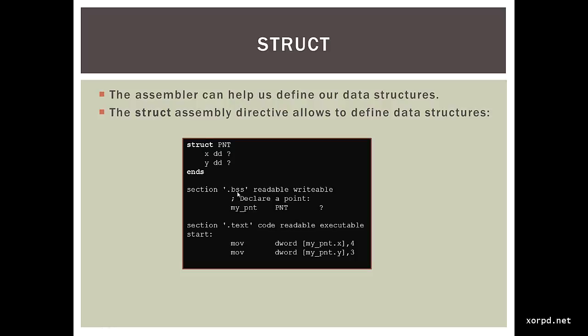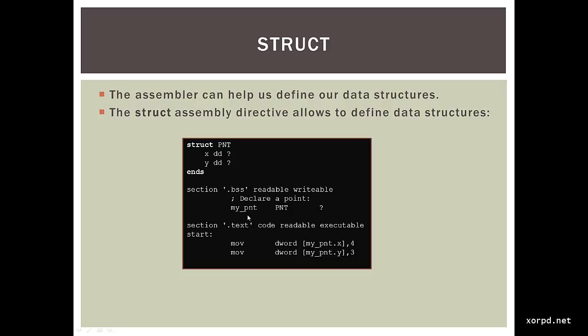How can I use this kind of struct? Let's look at the code. mov dword myPoint.x, 4. This is something special. We didn't define that thing ourselves, myPoint.x. It was done automatically from this declaration. So myPoint.x actually refers to the first dword, and myPoint.y refers to the second dword.